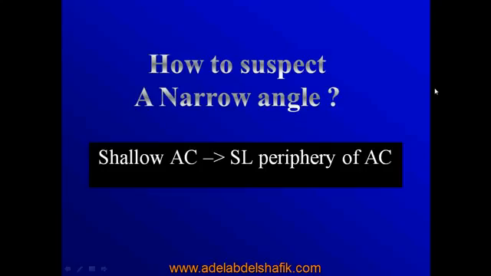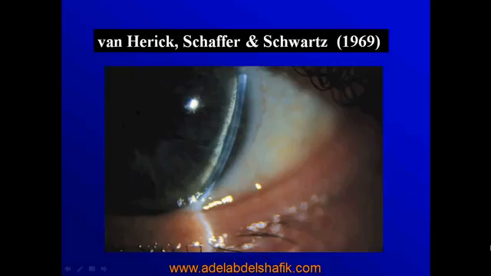Gonioscopy in narrow angles. Whenever we examine the anterior chamber periphery and we find it shallow, then we have to do gonioscopy. The well-known Van Herrick sign compares the depth of the most peripheral part of the angle, the AC, with that of the cornea.